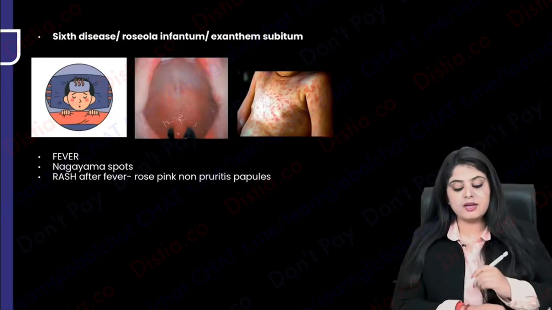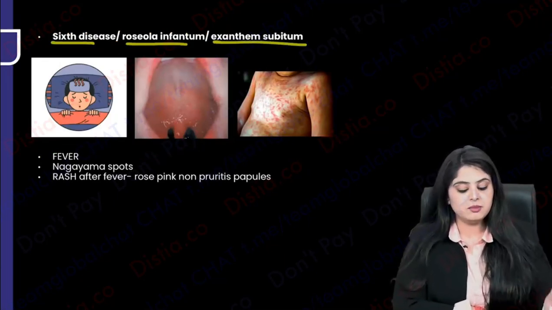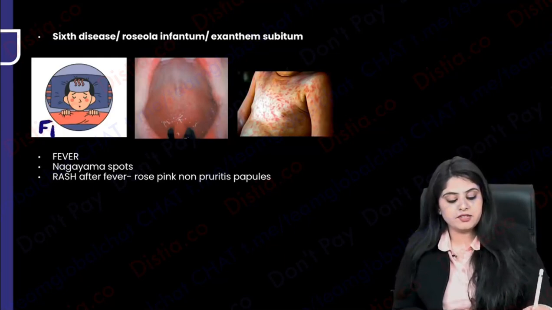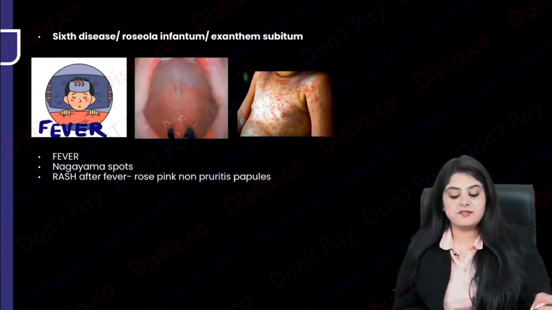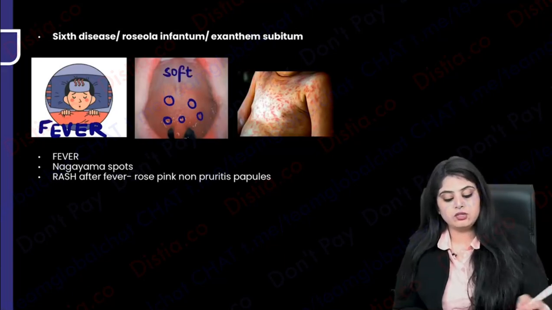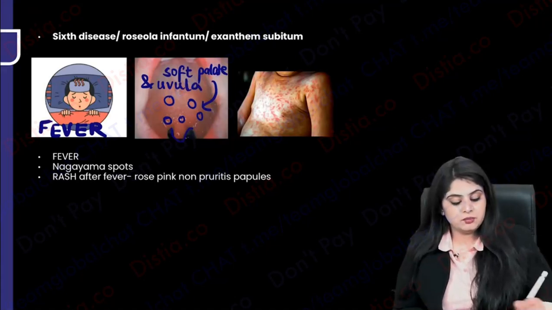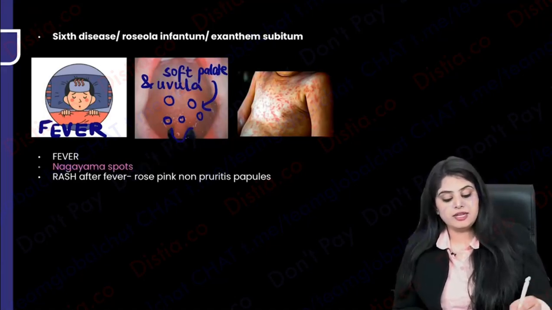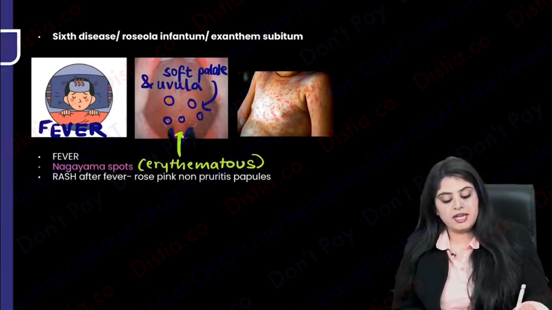What is the 6th disease that you have? You call it roseola infantum or exanthem subitum. Number 1, the child, as you can see, is going to have fever. As he is having fever, you will see these reddish spots on the soft palate and the uvula. You can see, not on the hard palate, the front part, but on the soft palate region and somewhere near the uvula. These spots are referred to as the Nagayama spots. They are erythematous spots, a little reddish in color, which you see on the soft palate and the uvula.